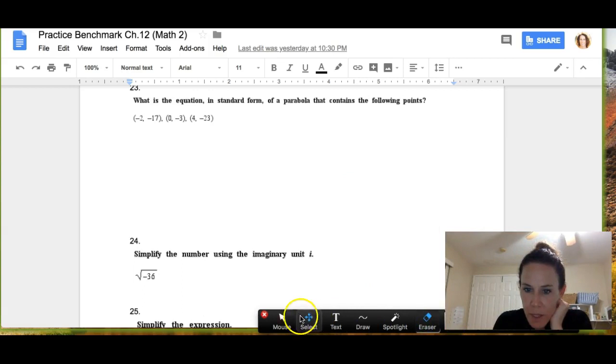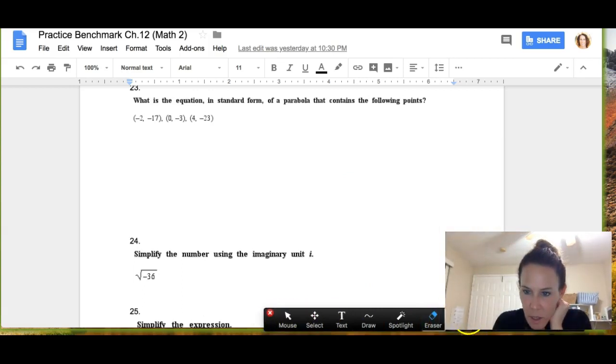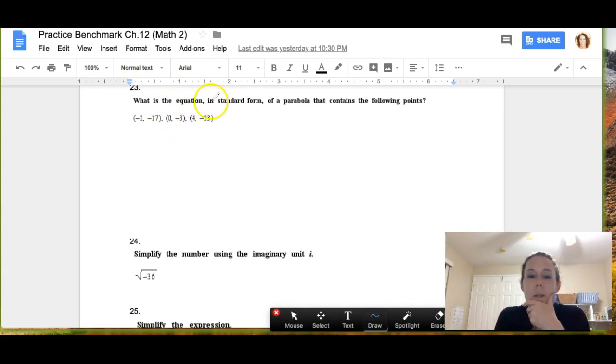Okay, now this next one is a little tedious and long, and I posted a video to try to help you with solving equations with 3 variables because it is tedious. So let's go ahead and look through this. What is the equation in standard form of the parabola that contains these 3 points? Now, this means you have to solve 3 equations with 3 variables with systems of equations. We're actually going to do this again in Math 3, but for now, I showed you a quick way to do it.